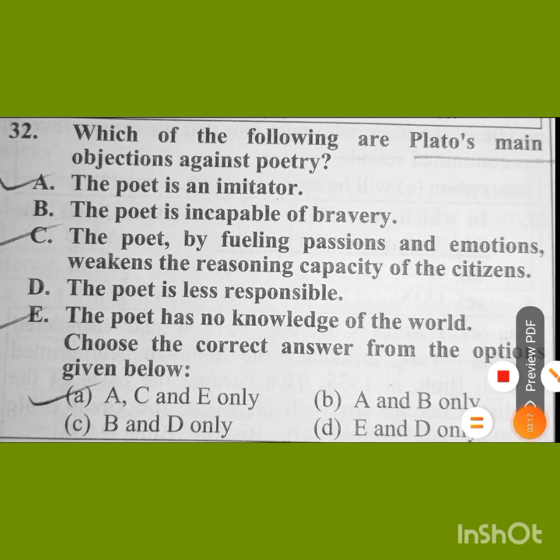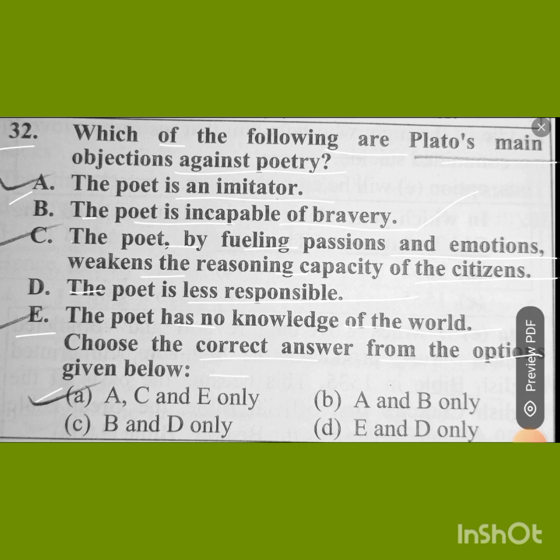Now question number 32. Which of the following are Plato's main objections against poetry? Option A: The poet is an imitator. Option B: The poet is incapable of bravery. Option C: The poet, by fueling passions and emotions, weakens the reasoning capacity of the citizens. Option D: The poet is less responsible. Option E: The poet has no knowledge of the world. Choose the correct answer from the options given below.